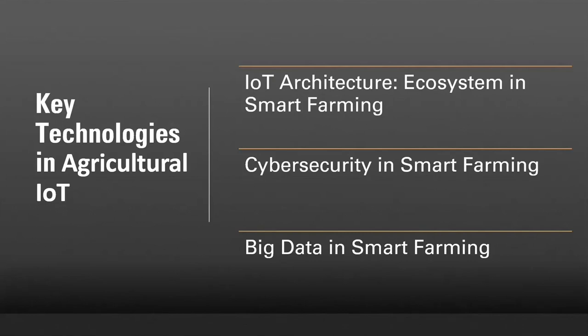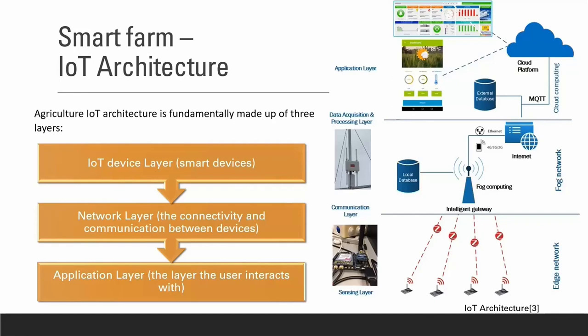What are the key technologies in IoT? These are the ecosystem, cybersecurity, and big data in smart farming. First of all, we'll talk about the IoT architecture in a smart farm. This is fundamentally made up of three layers. These are the IoT device layer, the network layer, and the application layer.